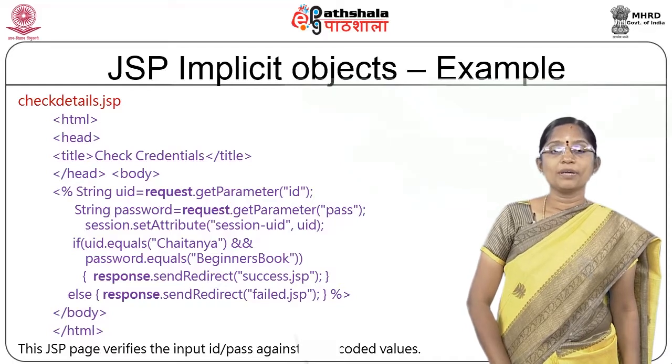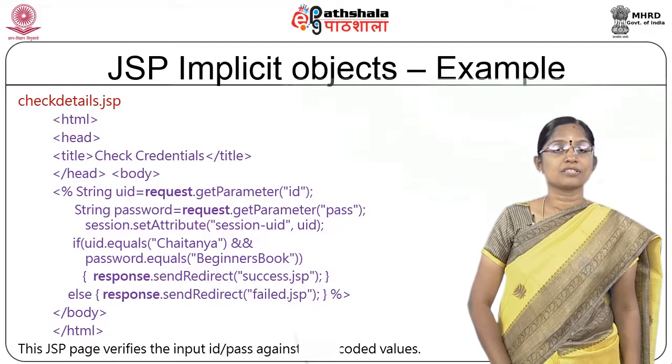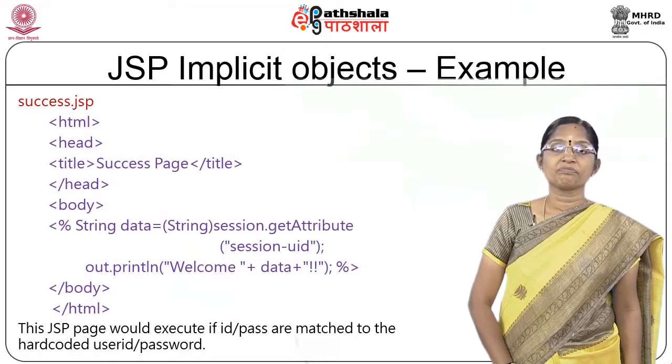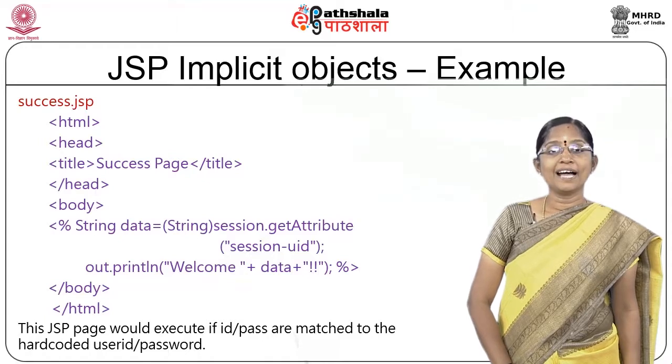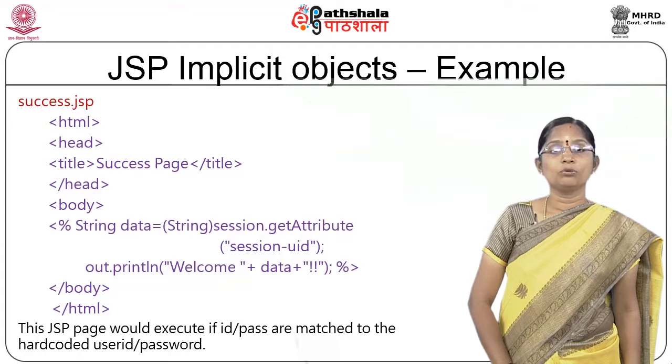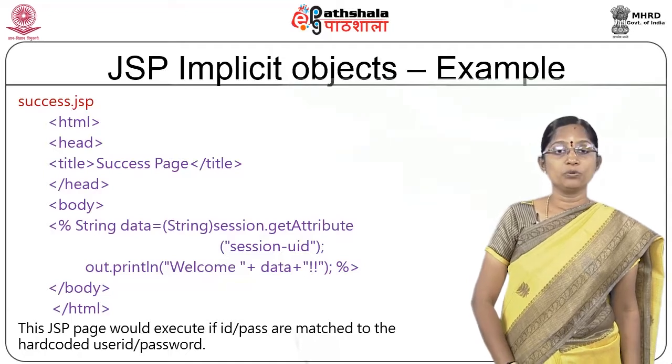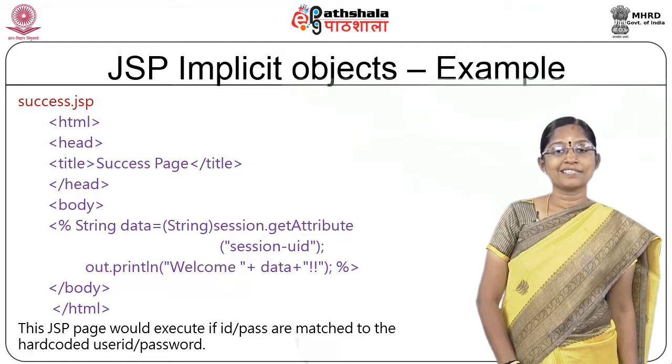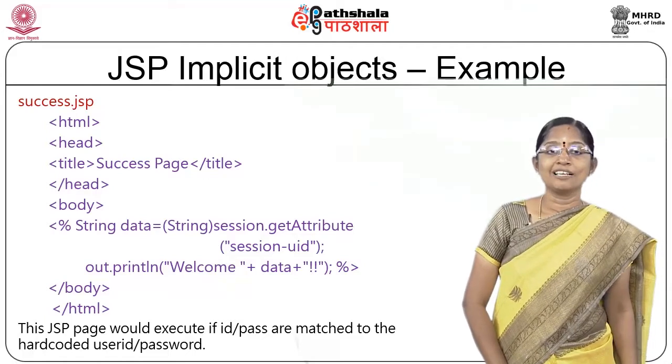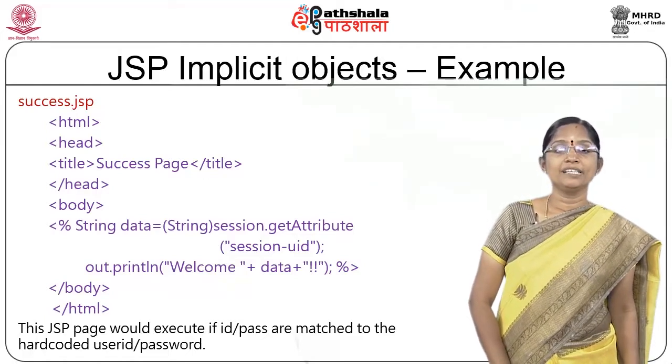So, this JSP page verifies the input ID and password and redirects the response either to success or to failed. First, let us look through the success.jsp. If you look through it, again a session attribute has been taken. The session.getAttribute of UID gives the ID of the current session of the user, which has been converted into a string and stored in data.